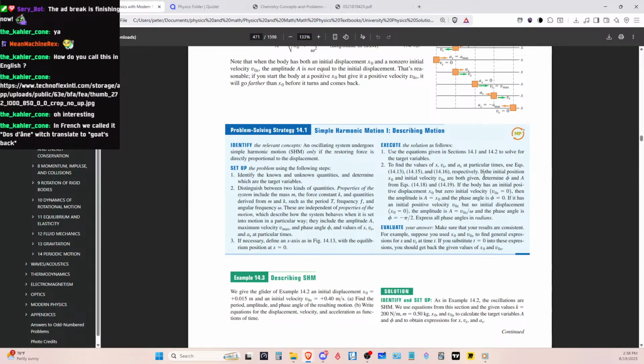Alright, so let's see. Simple harmonic motion, describing motion. Relevant concepts. Distinguish between two kinds of quantities. The properties of systems including mass and the force constant k, and the quantities derived from these independent properties of motion, which describe how the system behaves when it's set into motion in a particular way. We include the amplitude, the maximum velocity, and the phase angle, and the values of x and v. If necessary, define the x-axis.